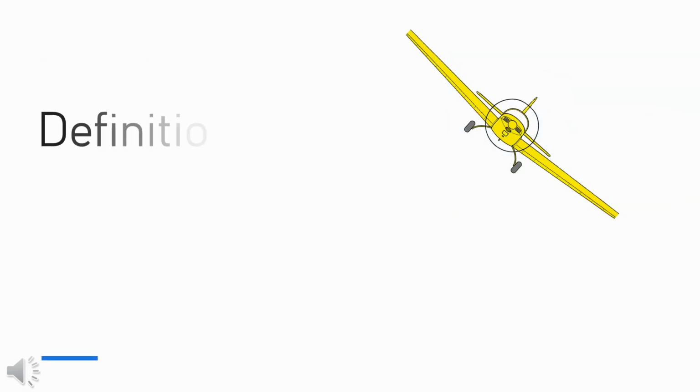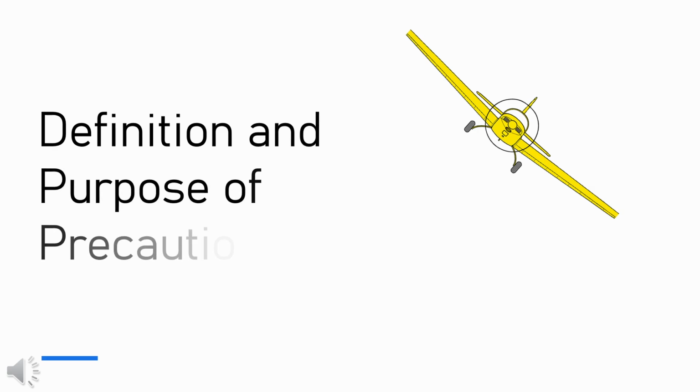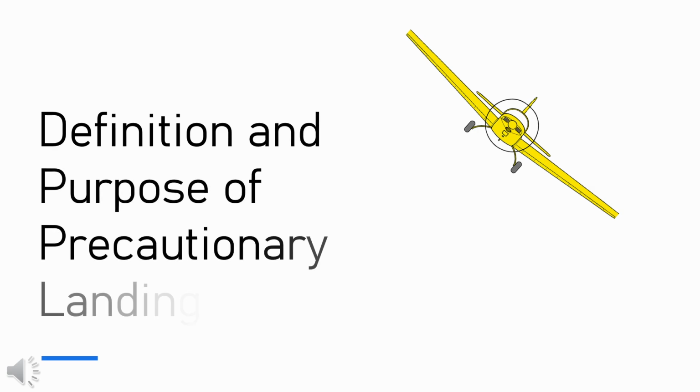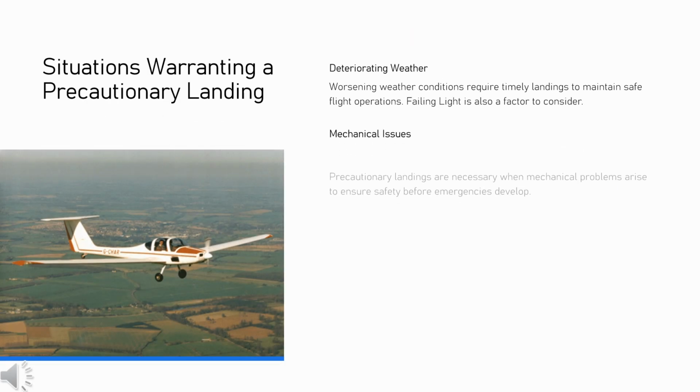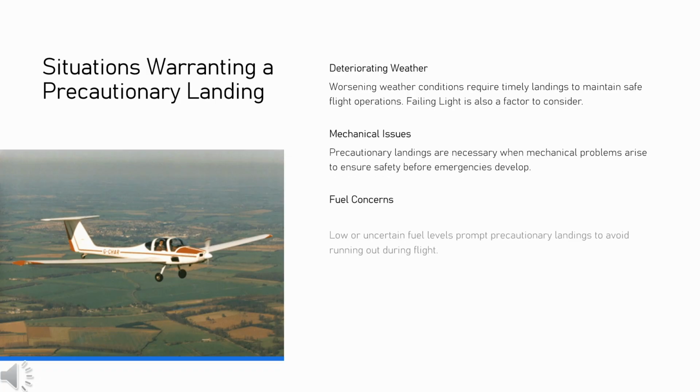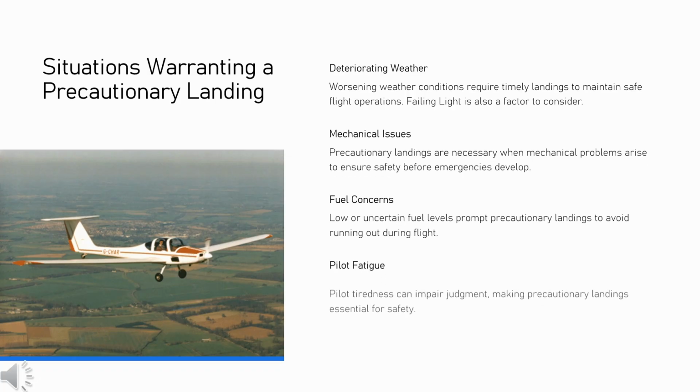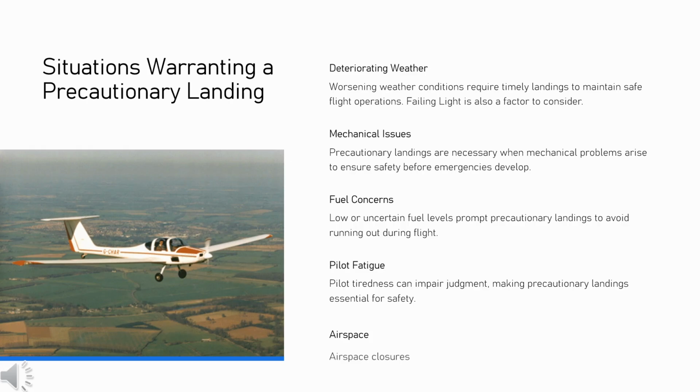Precautionary landings are planned landings made when a potential safety concern arises, but before an actual emergency occurs. Understanding when and why to perform them is critical for safe operation. Precautionary landings are considered if there is any indication of deteriorating weather, mechanical issues, fuel concerns, pilot fatigue, or airspace closures. Early decision making helps prevent emergencies.